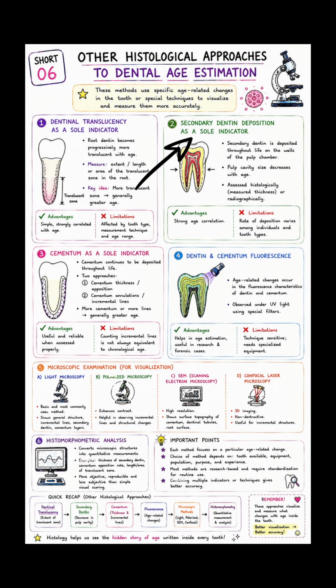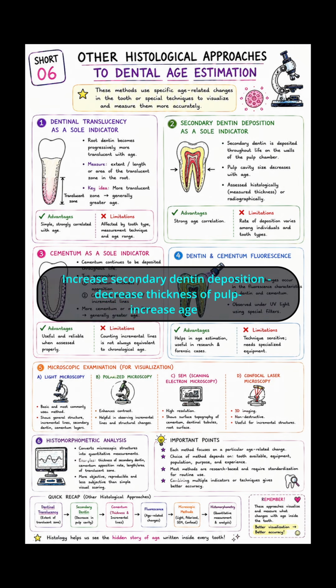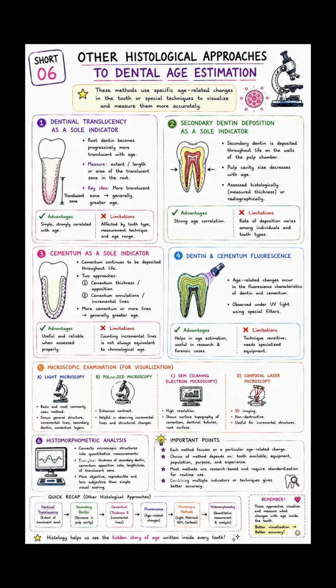Second is secondary dentin deposition. Secondary dentin continues to be deposited throughout life, gradually reducing the size of the pulp cavity. Therefore, the amount of thickness of the secondary dentin or the corresponding reduction in the pulp space can be assessed for age estimation. This can be evaluated histologically or through imaging depending on the method.